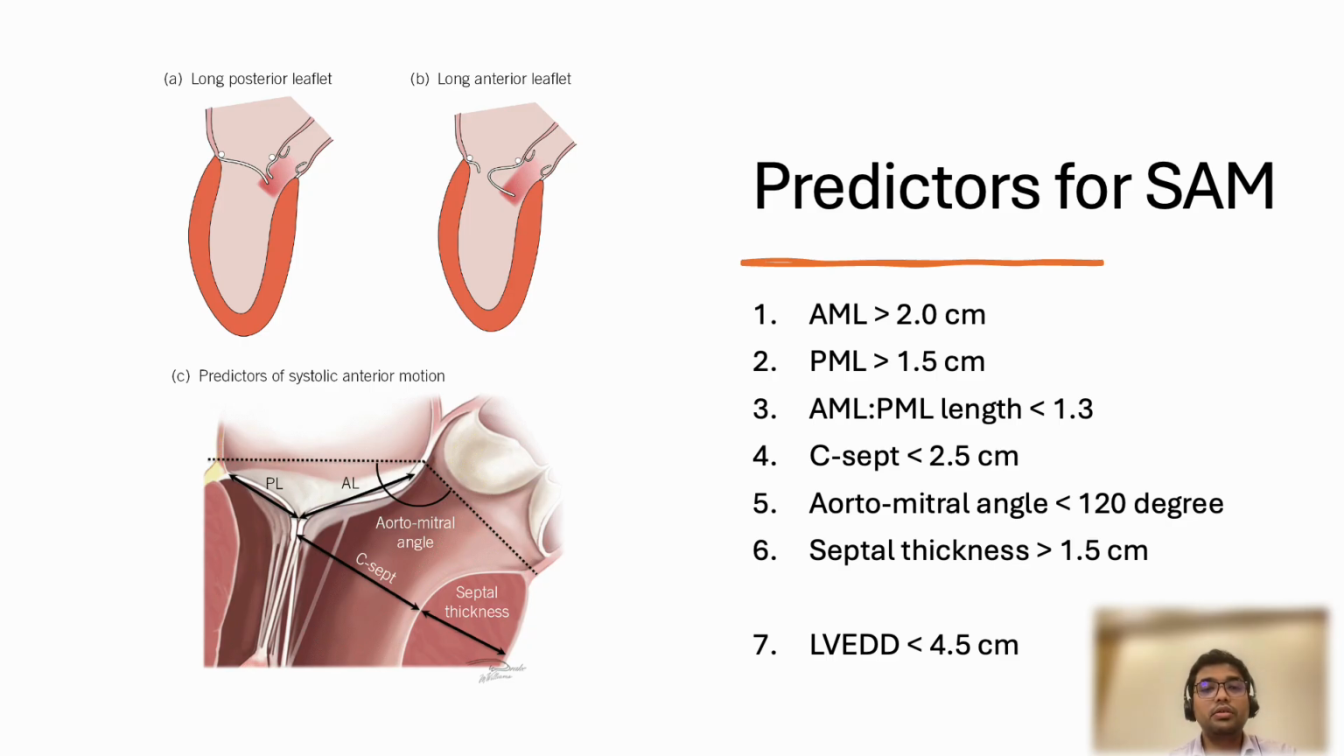So all are the predictors of SAM. So these are the predictors. If any of these are present, that means there is more chance of systolic anterior motion after mitral valve repair.